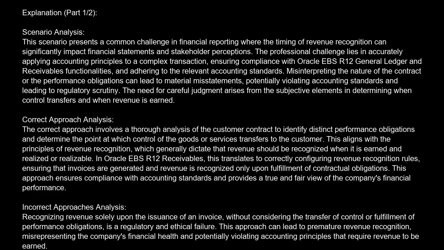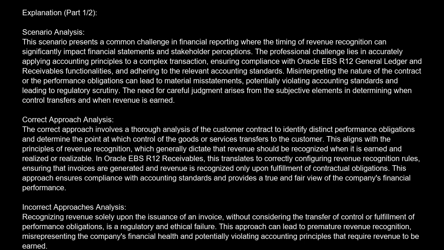Correct approach analysis. The correct approach involves a thorough analysis of the customer contract to identify distinct performance obligations and determine the point at which control of the goods or services transfers to the customer. This aligns with the principles of revenue recognition, which generally dictate that revenue should be recognized when it is earned and realized or realizable. In Oracle EBS R12 Receivables, this translates to correctly configuring revenue recognition rules, ensuring that invoices are generated and revenue is recognized only upon fulfillment of contractual obligations. This approach ensures compliance with accounting standards and provides a true and fair view of the company's financial performance.